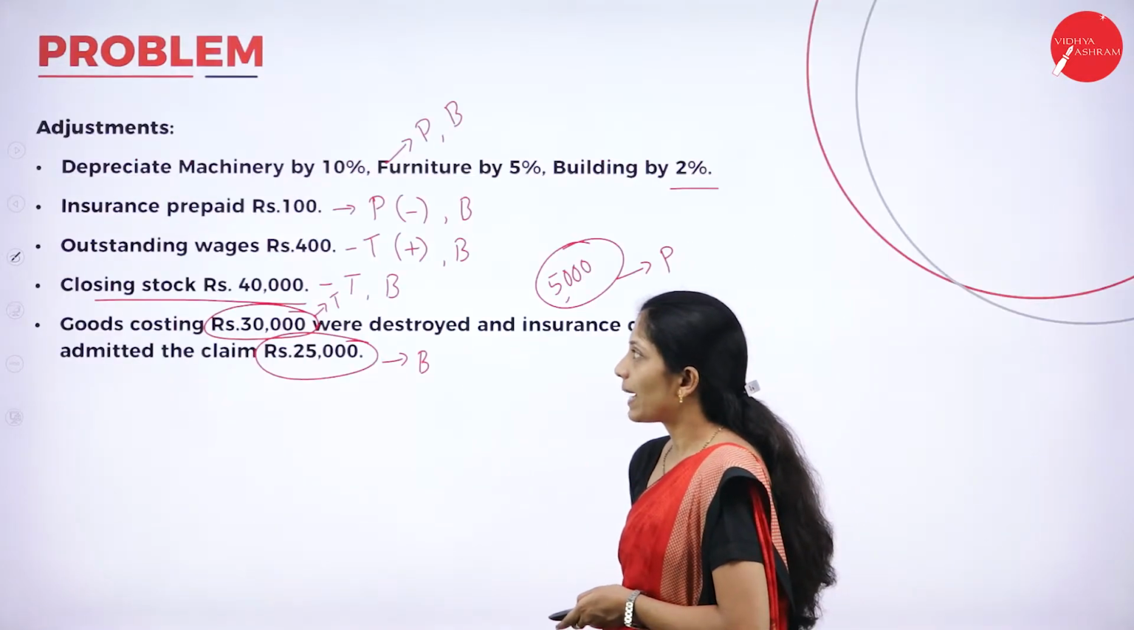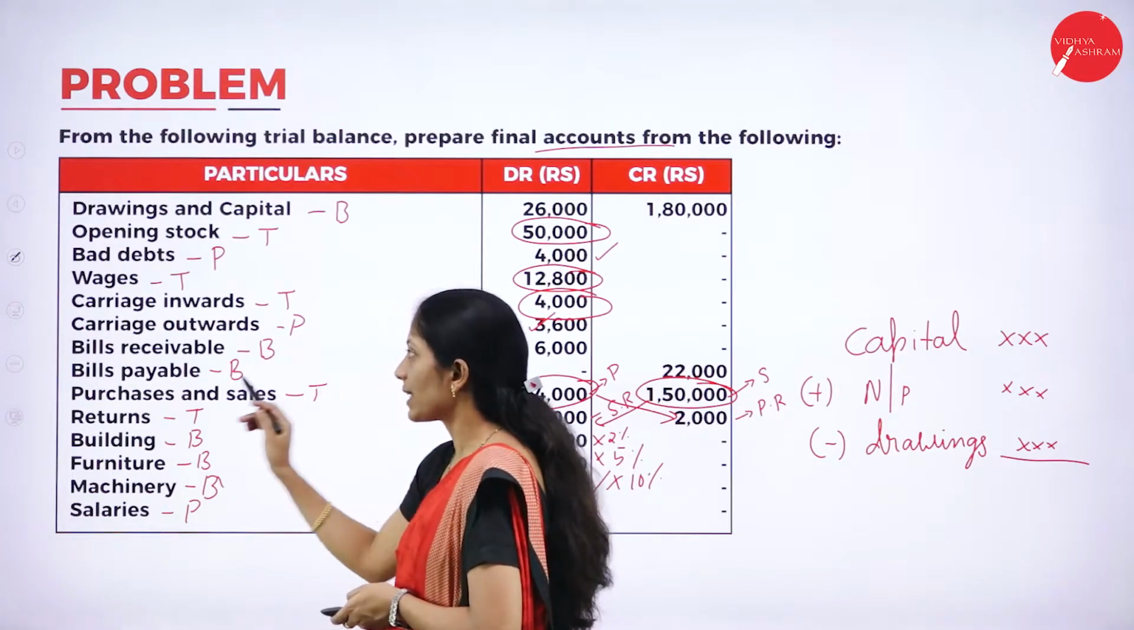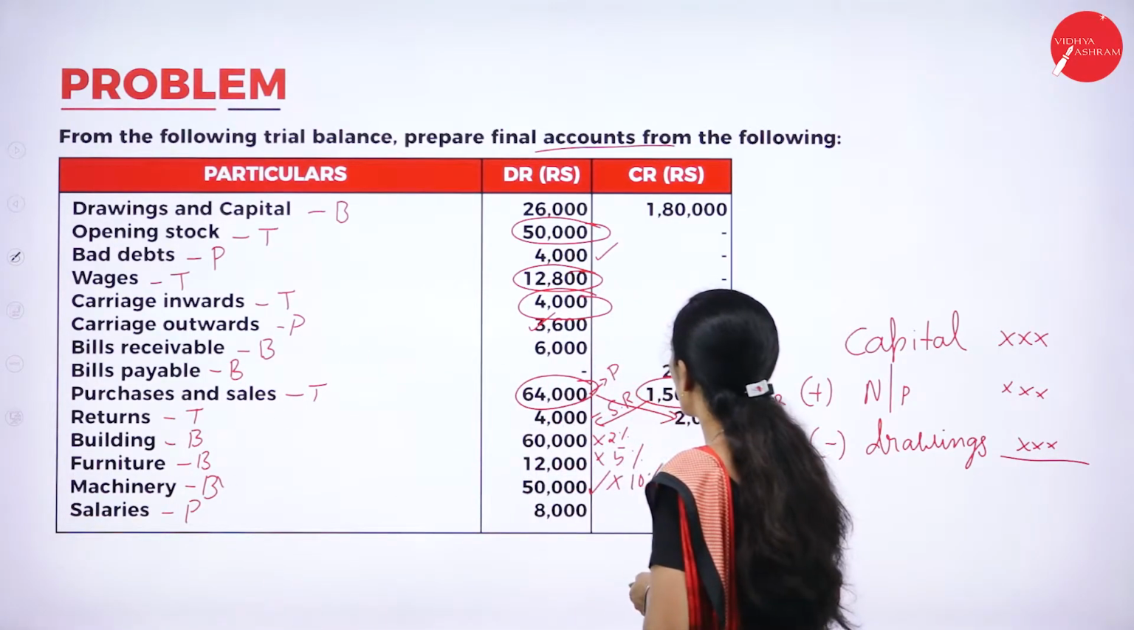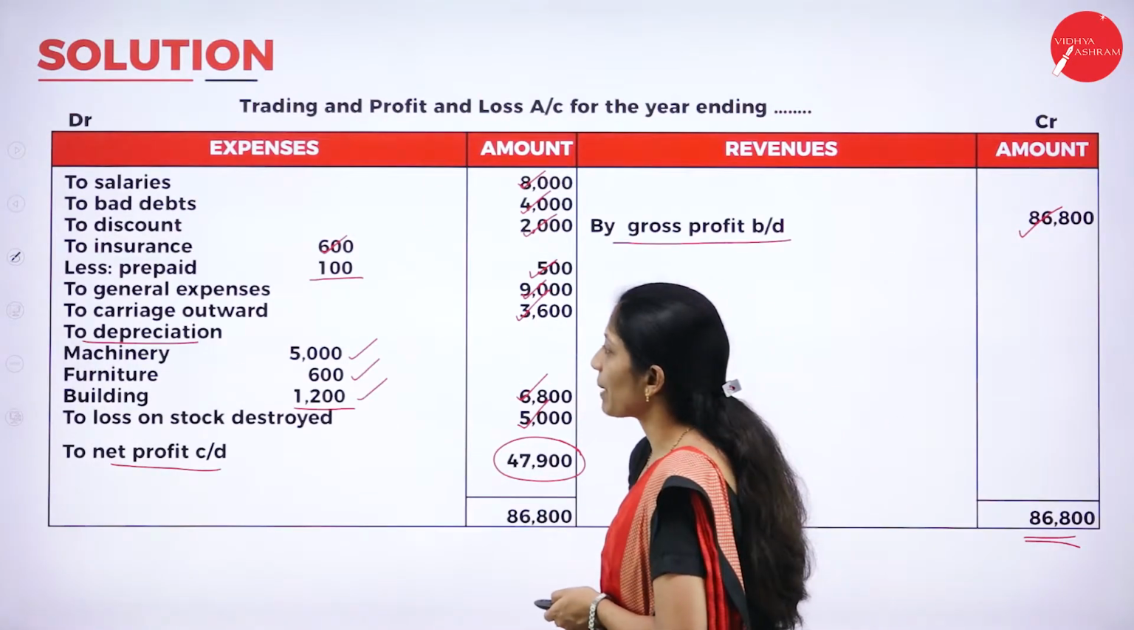Now come to the next one. That is in the balance sheet, bills receivable. It is an asset. We will record it in the asset side. Next, bills payable 22,000. It's a liability, so record in the liability side, bills payable.